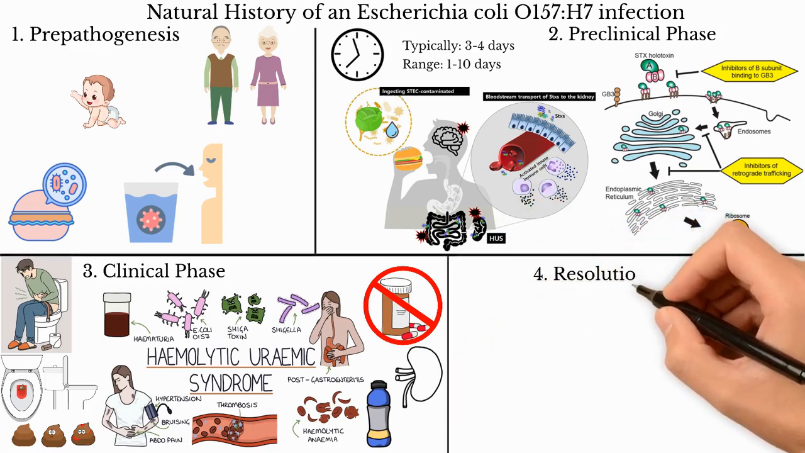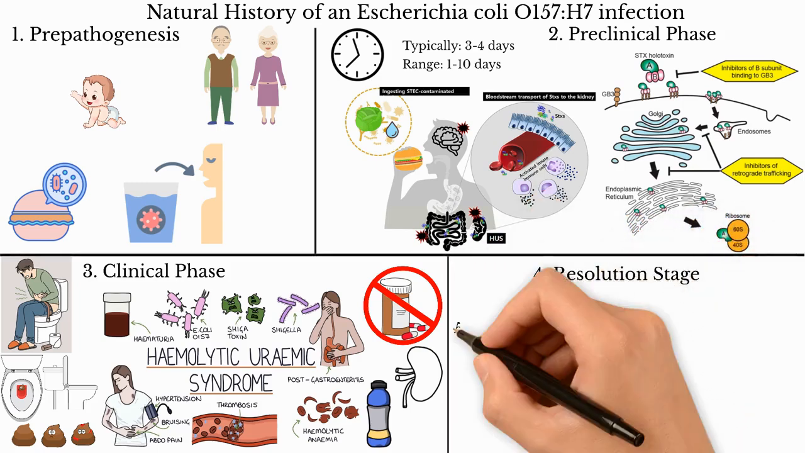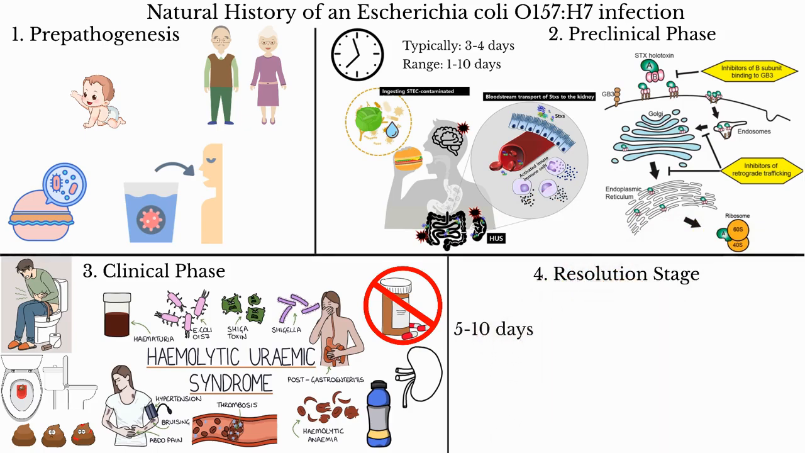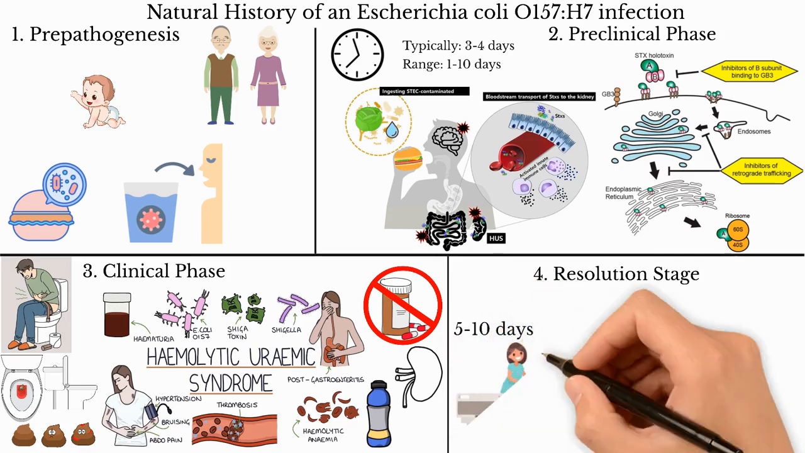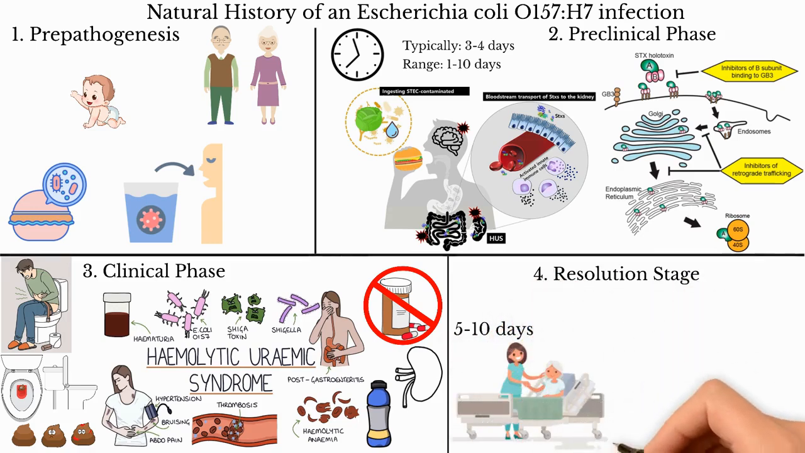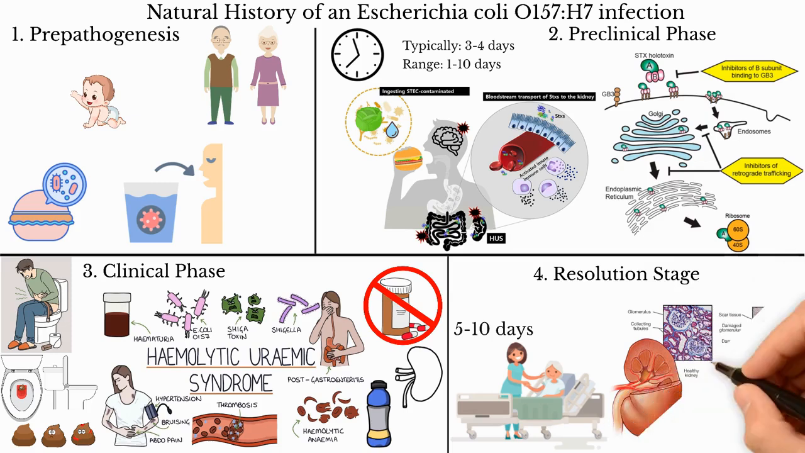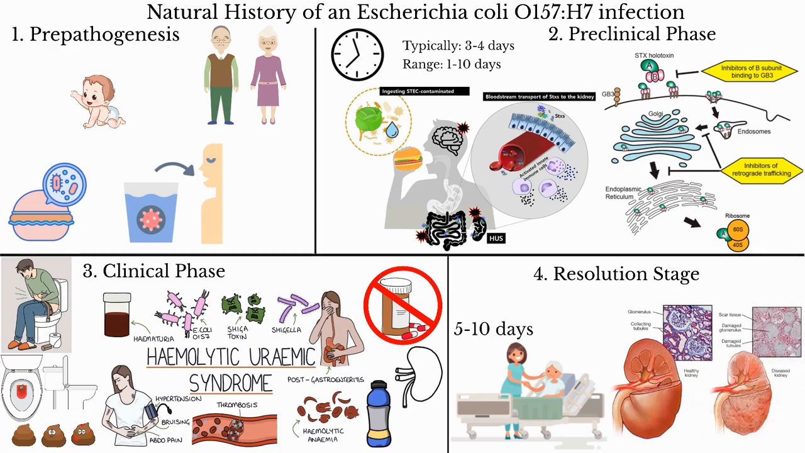In the resolution stage, most healthy adults recover within 5 to 10 days without complications. The complications: hemolytic uremic syndrome can lead to renal failure that requires dialysis. Rarely, long-term effects include hypertension or chronic kidney disease. Mortality in this stage is rare but possible with the syndrome, in 3 to 5% of the cases.